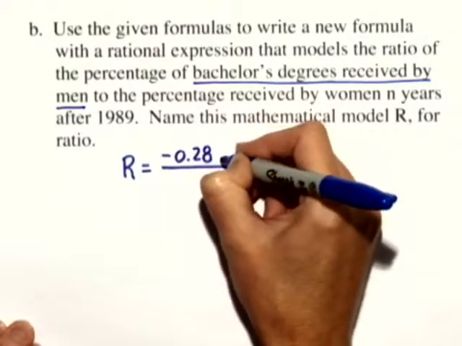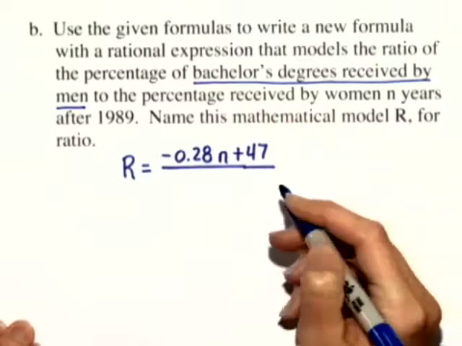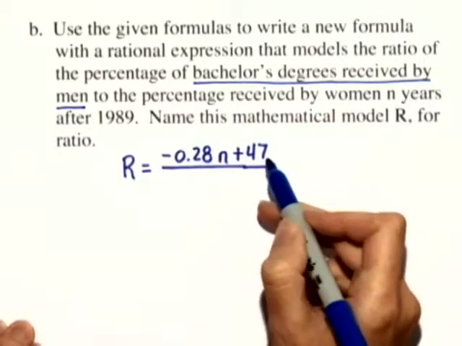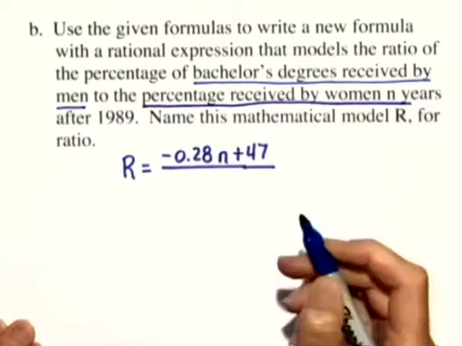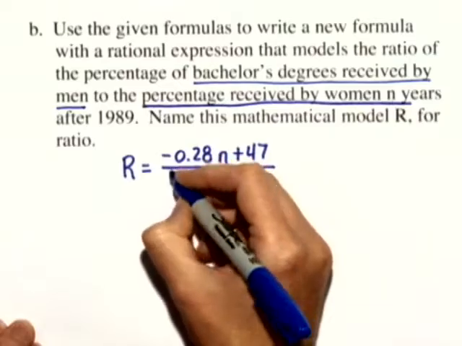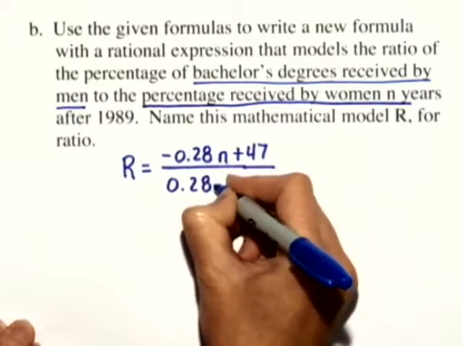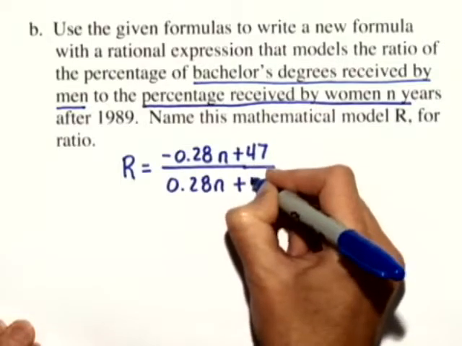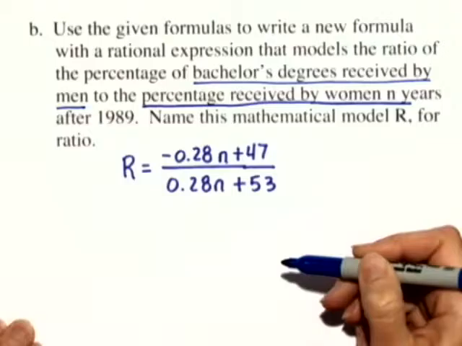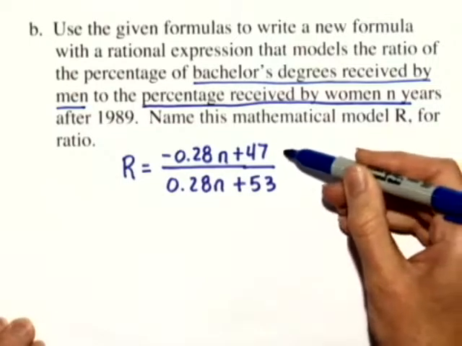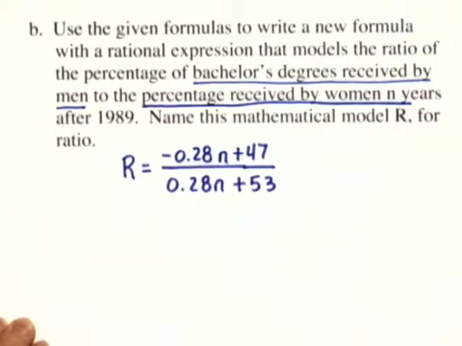Well, that ratio is given by negative 0.28n plus 47 in the numerator, that represents the percentage for men, divided by the percentage received by women. The formula for women was 0.28n plus 53. So we can use this ratio to determine the percentage of bachelor's degrees received by men to the percentage of bachelor's degrees received by women.